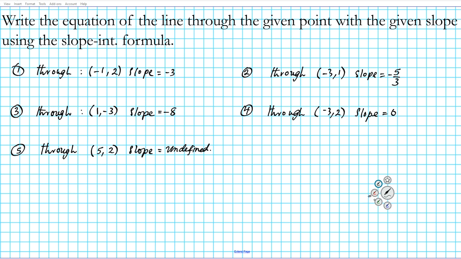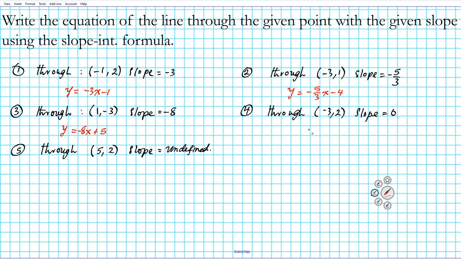Welcome back. So hopefully you had a chance to try the practice problems. Here are the answers for number 1. The equation of the line is y equals -3x minus 1. Number 2, y equals -5/3x minus 4. Number 3, y equals -8x plus 5. And number 4 is a special case.